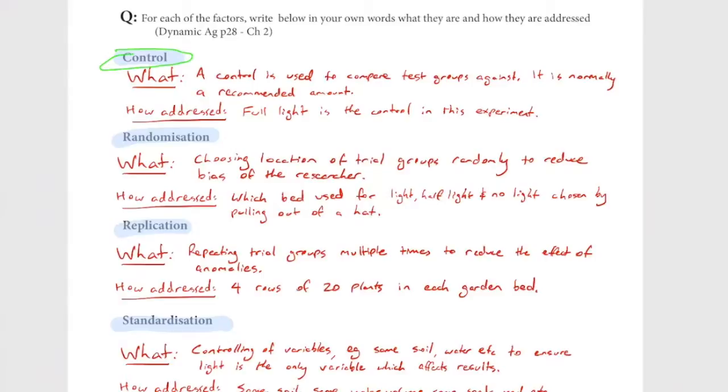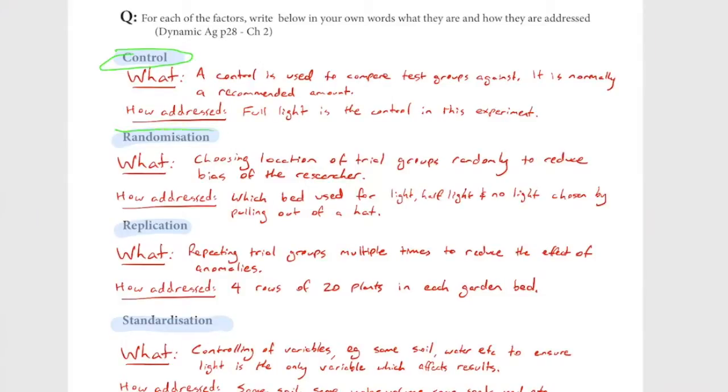It's something to compare against, and sometimes it's hard to work out what it is in an experiment, but most of the times it's pretty straightforward. So how it's addressed in this experiment we're doing, it's going to be full light. Full light is, I guess, the norm for plants. They normally get full light, and the other two things we're going to test in this experiment is going to be half light or 50% light, and then we're going to test no light as well.